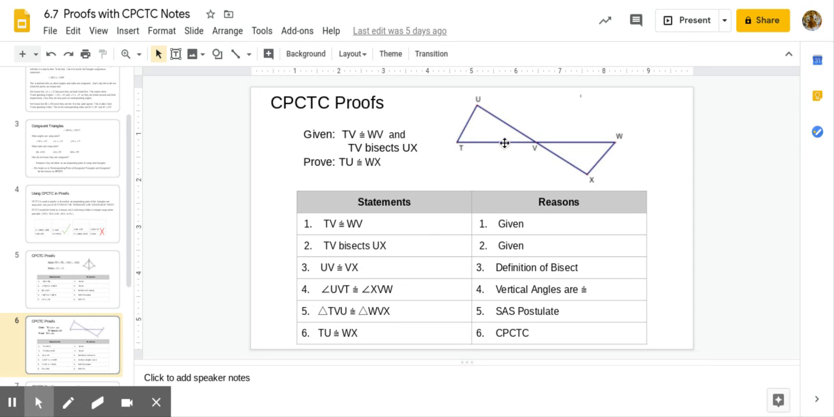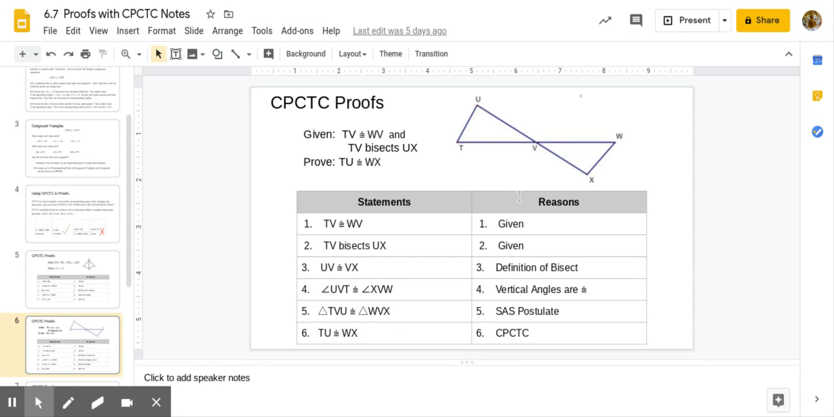So TV bisects UX all the way down to there. What does bisect mean? Well, bi means two. Sect would be like intersect. So it intersects this line in half, right here at the point V. So that means UV and VX are going to be exactly the same length. Well, if they're the same length, then we say they're congruent. So UV is congruent to VX, and that's by the definition of bisect.